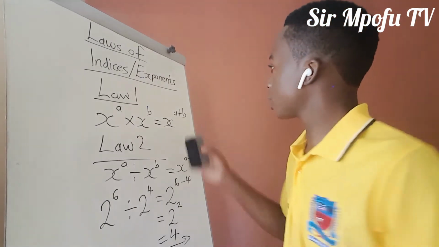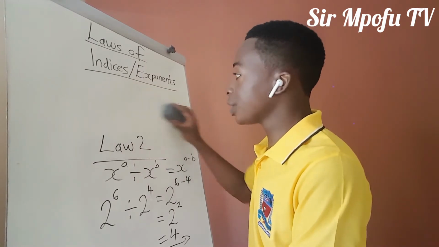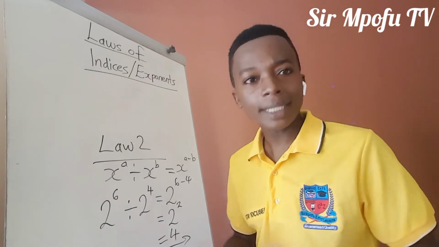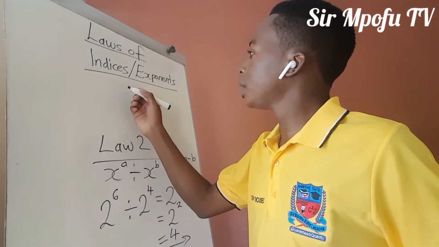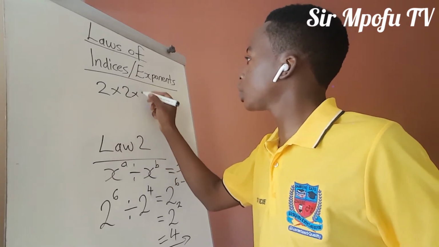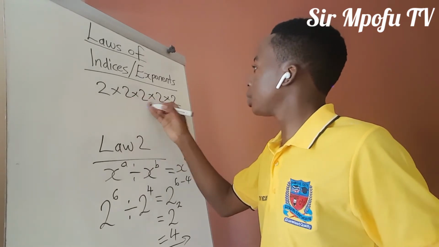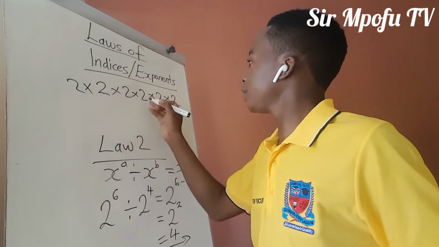Okay, let me erase law 1 here. Right, as I always tell you, there is no mathematical solution that can be proved. 2 to the power of 6 means 2 is multiplying itself 6 times. So 2 times 2 times 2 times 2 times 2 times 2. How many 2s do I get here? 1, 2, 3, 4, 5, 6.